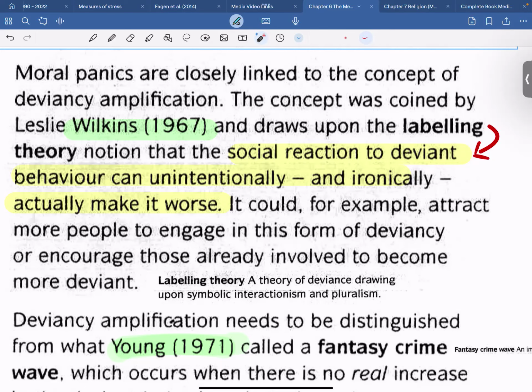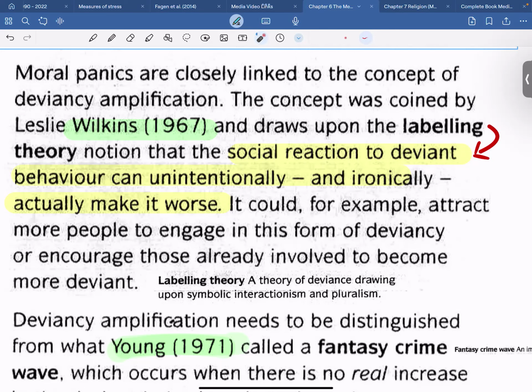What does this mean? When we speak about deviancy amplification, the notion here is that the social reaction, the way society or the viewers react to a deviant behavior, can unintentionally make things even worse.